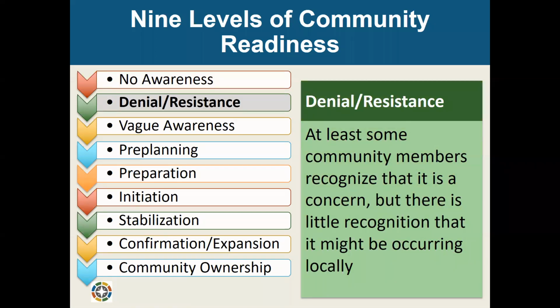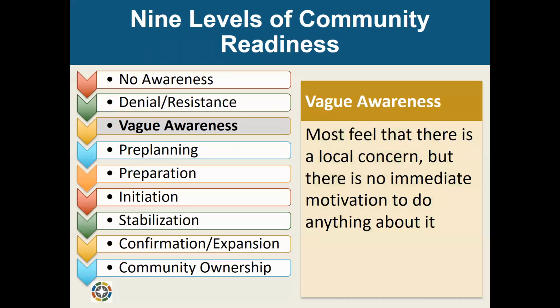Then you move to the next level, denial or resistance. At this level, some community members might recognize that there's a concern, but there's very little recognition that it's occurring locally. A lot of times we might hear something is happening and our community might respond and say, well, that's happening in XYZ place, not in our community or not in this area of our community. It's very common, it happens often. So that's what we mean by the denial or resistance level.